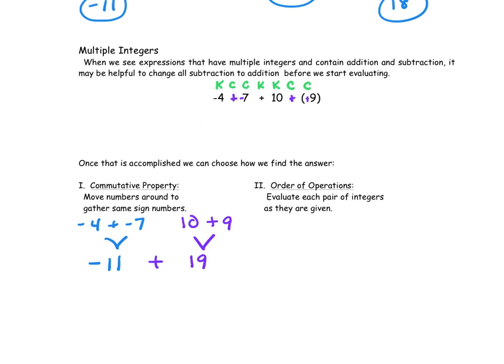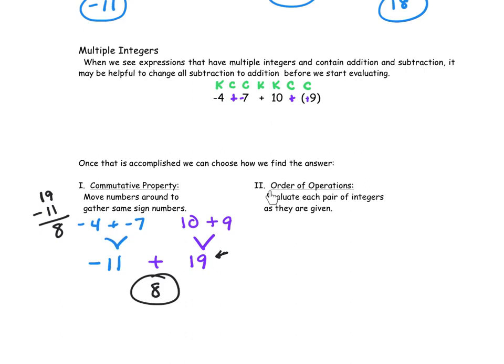So now I have to use my different sign rule, which says I take the number furthest from 0, highest absolute value, minus the lowest number, and I'm going to have 8, and then I have to decide what sign I should use. Well, there's most value in the 19. It's furthest from 0, so the answer is 8.